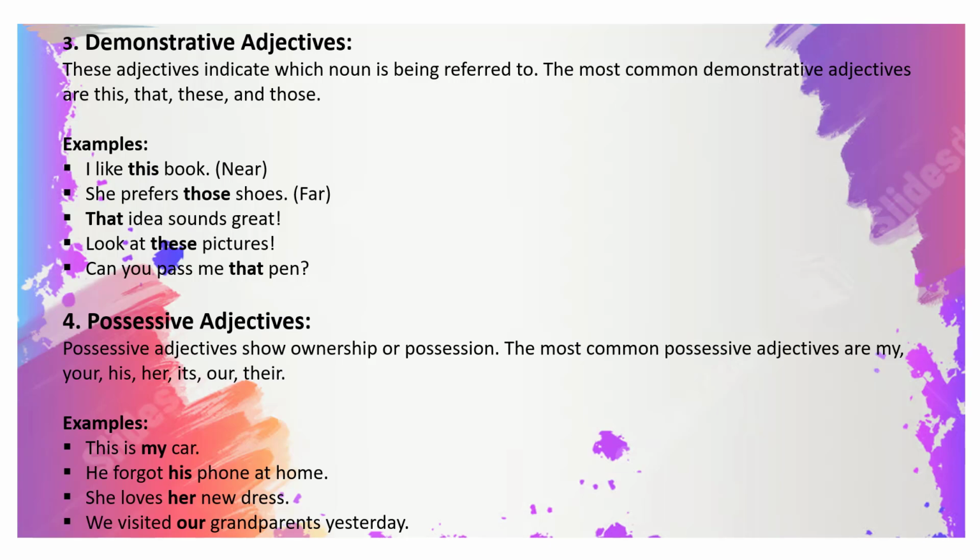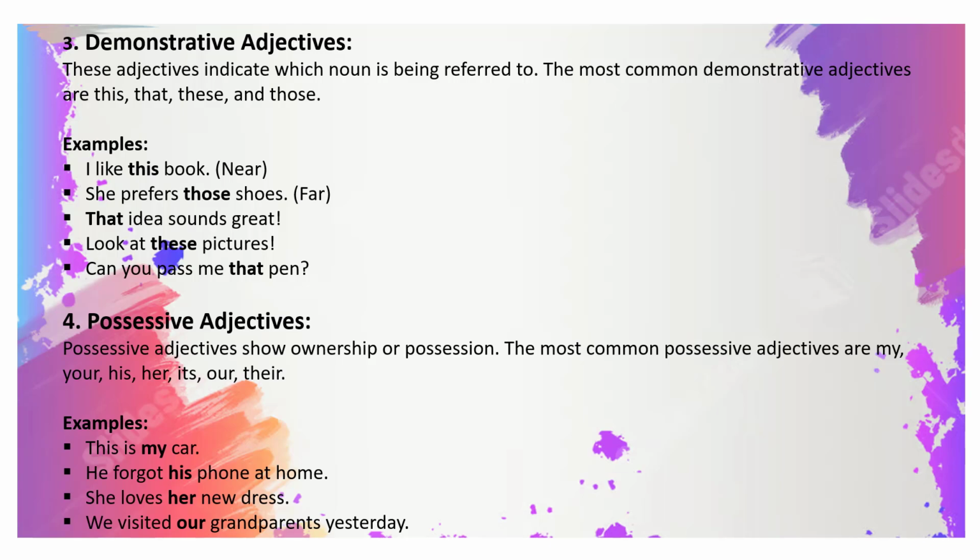Possessive adjectives. Possessive adjectives show ownership or possession, meaning something that belongs to someone. The most common possessive adjectives are my, your, his, her, its, our, and their. Basically, these are also possessive pronouns. For example, this is my car. He forgot his phone at home. She loves her new dress. We visited our grandparents yesterday.